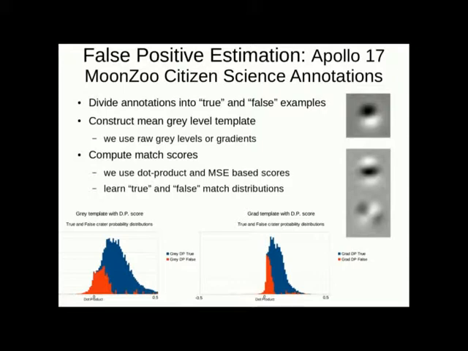So we can see that these are for the dot product match score. On the left we have the grey level template being used, and on the right we have the derivative template being used. The true craters show up in the blue regions and the false craters in the red regions. So we can see objectively there is a difference between the two classes of craters, and this objective difference can be seen in the distribution of match scores, and we can use this information to make the estimate of false negatives.